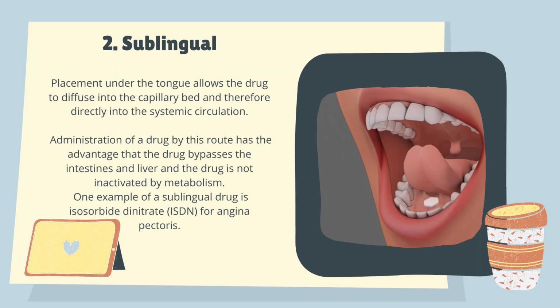Placement under the tongue allows the drug to diffuse into the capillary bed and therefore directly into the systemic circulation. Administration of a drug by this route has the advantage that it bypasses the intestine and liver, and the drug is not affected by metabolism. One example of sublingual drugs is isosorbide dinitrate (ISDN) for angina pectoris.